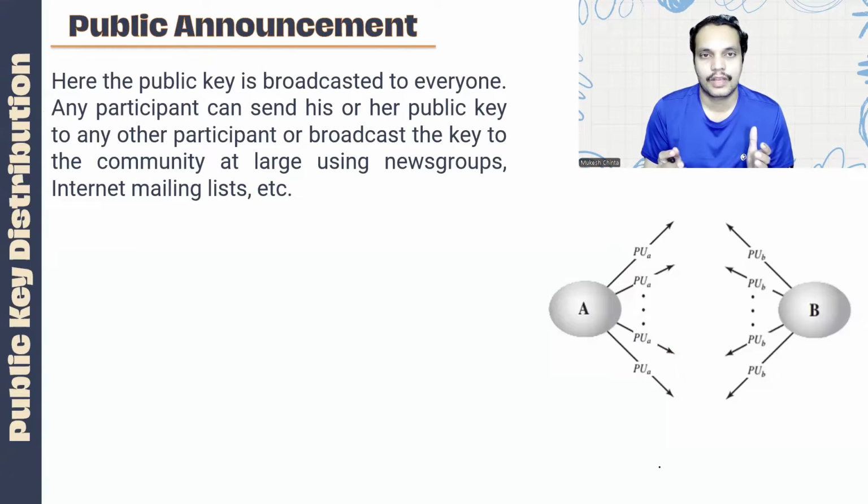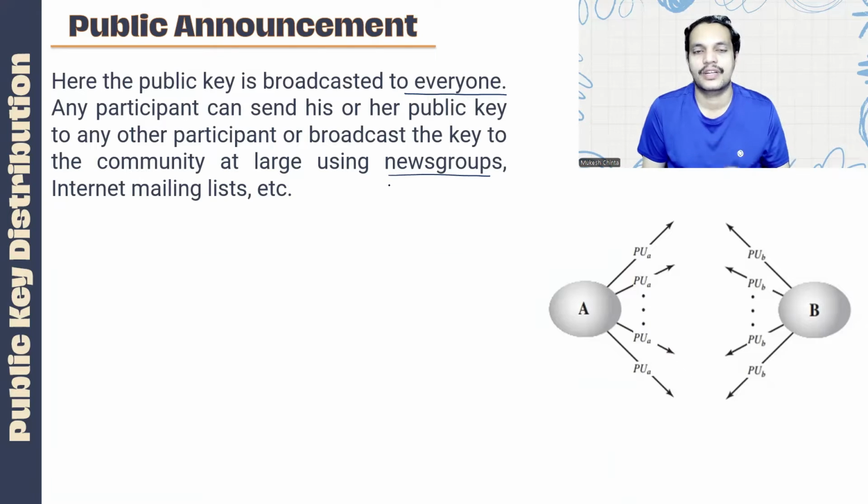The first way of sharing the public key is through public announcement. Once again, it's a self-explanatory term. You announce the public keys to everyone. Here, the public key is broadcasted to everyone. Any participant can send his or her public key to any other participant or broadcast the key to the community at large using news groups, internet mailing lists, etc. It is one of the easiest ways of sharing it. I simply broadcast it. I can print it. I can give it to everyone. I can distribute it. I can post it on the internet forum or social media, anything. I can do whatever I want.